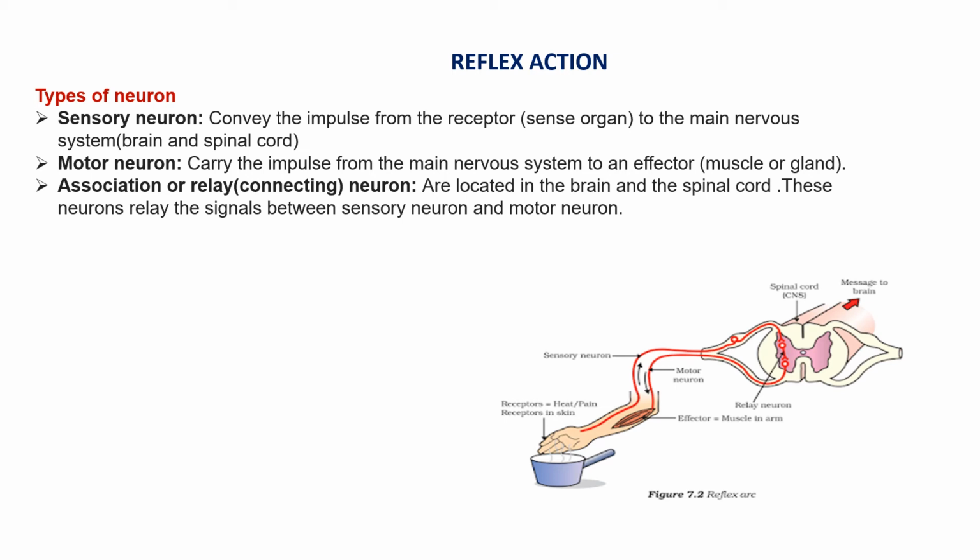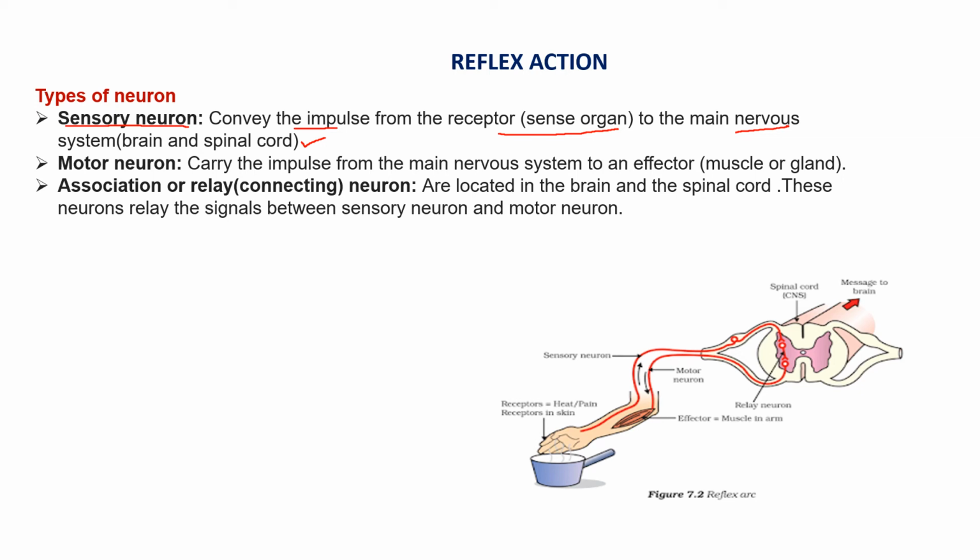There are three types of neurons responsible for the reflex action. The first neuron is the sensory neuron. The word itself says it: it takes information from the sense organ, from the receptors of the sense organ, and carries that information through the nerves in the form of impulses. In the case of reflex action, it carries it to the spinal cord.